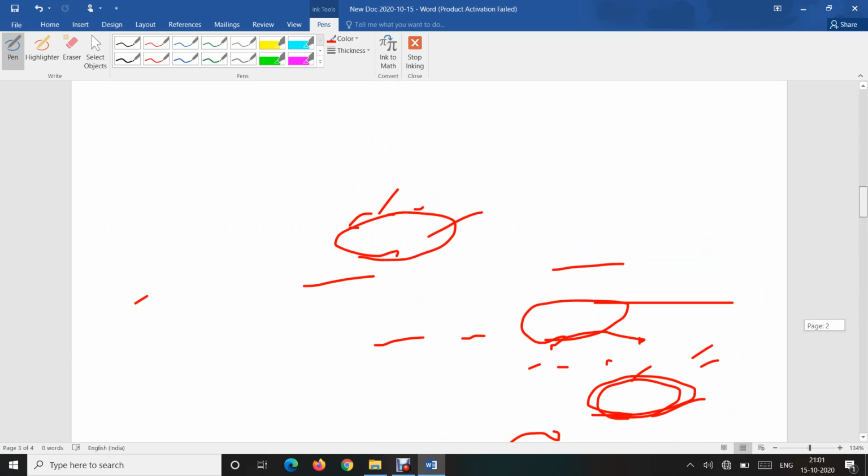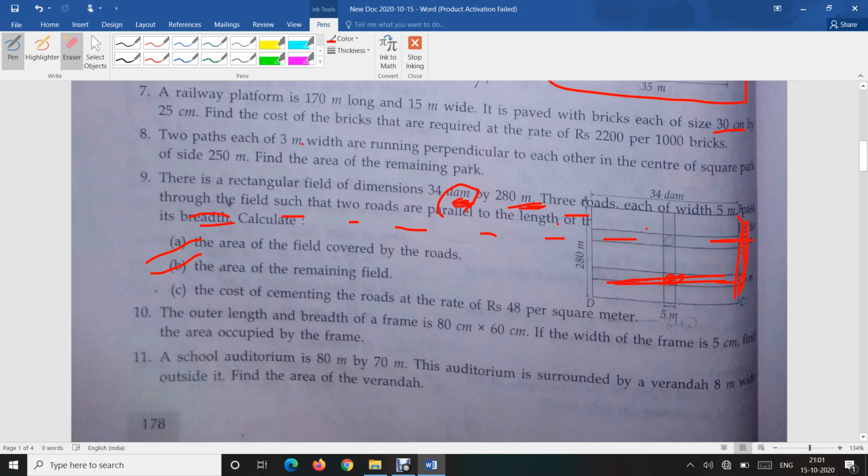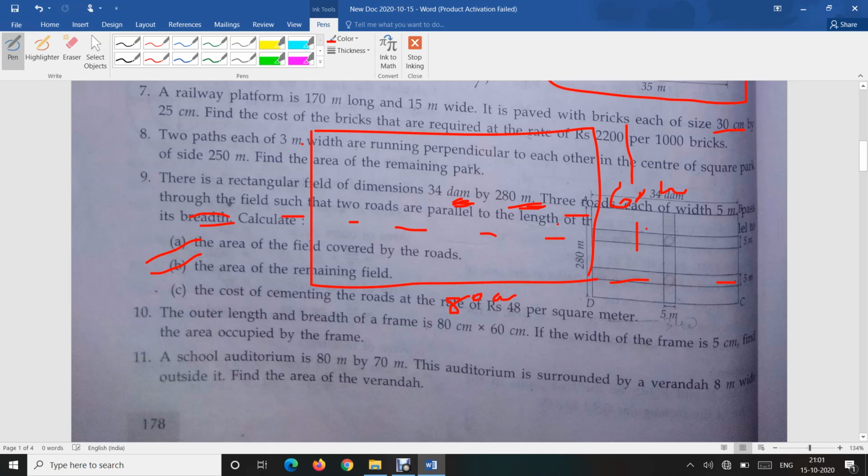Now let us move towards the next question, which is question number 10. Let us have a look on the question. See, the question is saying that outer length and breadth of a frame. This is the outer length and breadth of a frame. 80 centimeter is the length and 60 centimeter is the breadth. If the width of the frame is 5 centimeter, inside that there is a frame. These are the outer length and breadth, and this is the actual frame.